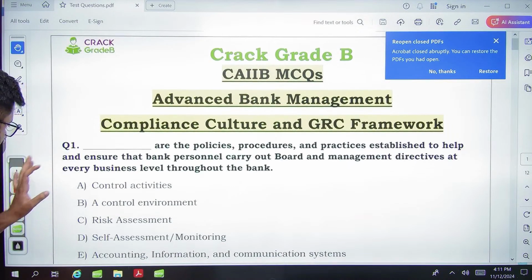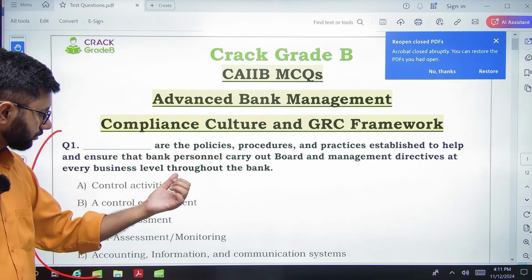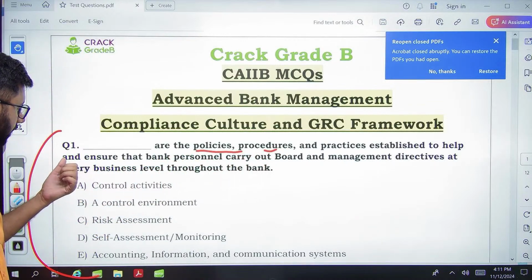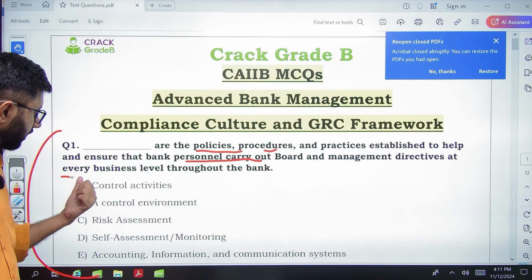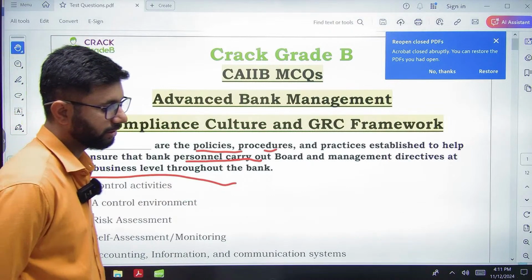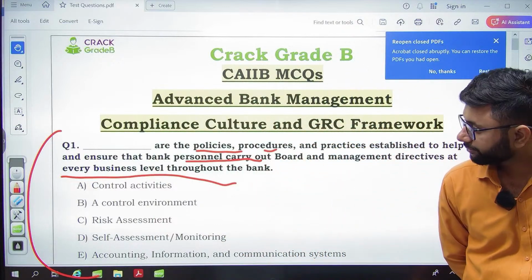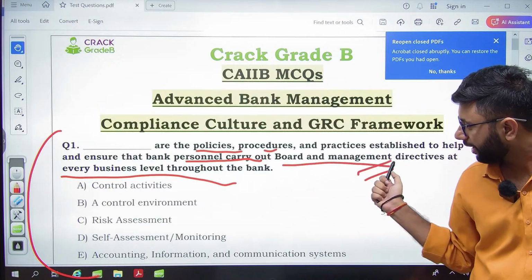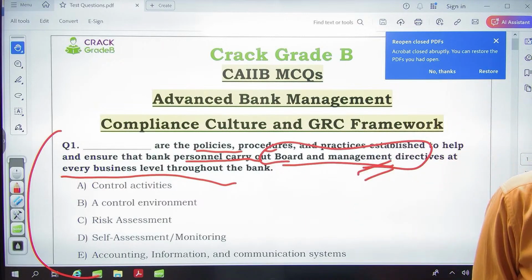So what do you think is the correct answer for this first question? What are the activities, the policies, procedures and practices that help ensure that bank personnel carry out board and management directives at every business level throughout the bank? मतलब ऐसी क्या चीज़ है जिसके थ्रू at least हम लोग make sure कर सकते हैं that all the activities that are being done in the banking system are being done as per policies made by board and management? What do you think is the correct answer?